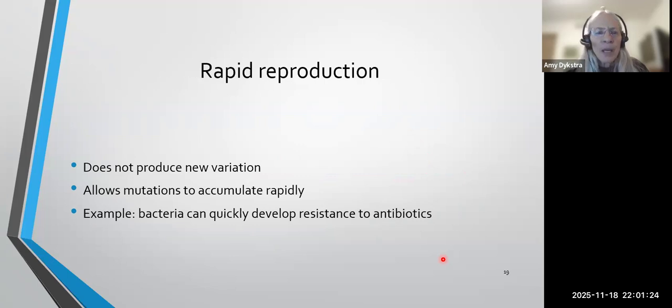A third mechanism that increases variation is rapid reproduction. Now, reproduction itself doesn't produce new variation. So it doesn't matter how fast you reproduce, that's not going to cause mutations or anything. However, in populations that reproduce rapidly, they can accumulate mutations rapidly, and they can change in a relatively quick time period. So, for example, bacteria can quickly develop a resistance to antibiotics, at least in a time frame that seems short to us because our reproduction rate is so much slower than the bacteria.